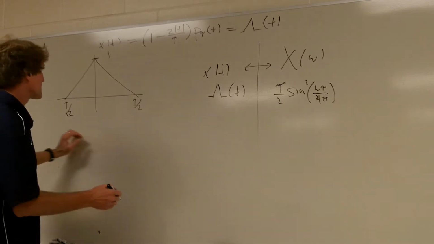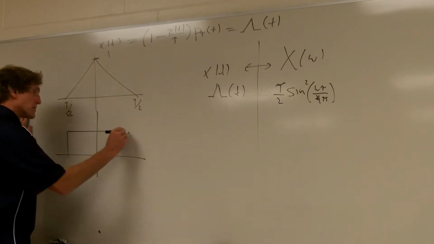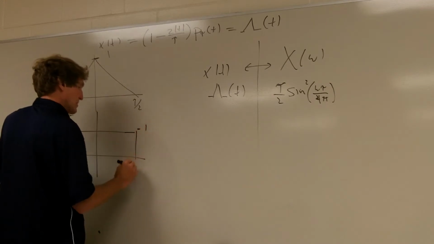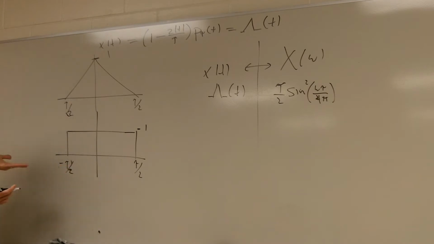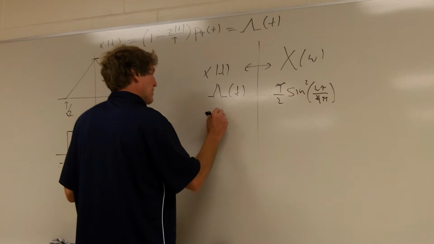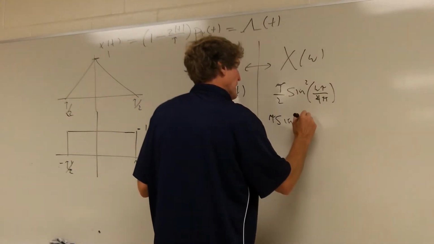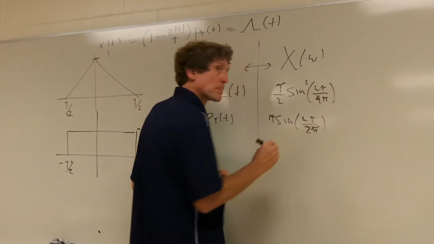Now, the next one was this. If you saw me about this, and I told you how to do it, don't worry, I'm not going to call on you. But I want somebody else to just tell me, we know what this one is, don't we? This is a pulse. If I have the pulse tau of t here, this goes to tau times the sine of omega tau over 2 pi. That one I told you need to know, right?